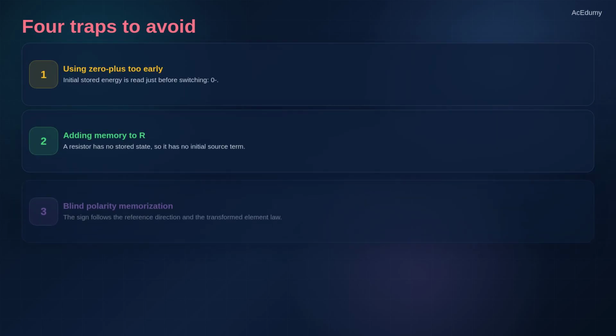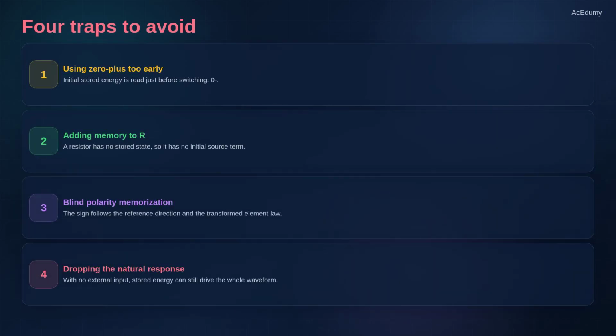There are 4 common traps. First, use 0 minus, not 0 plus, for the stored initial value before the switching event. Second, do not invent an initial source for a resistor. Third, do not memorize the source polarity blindly. Derive the sign from the reference directions. Fourth, do not drop the initial term just because there is no external input. A natural response is driven exactly by stored energy.